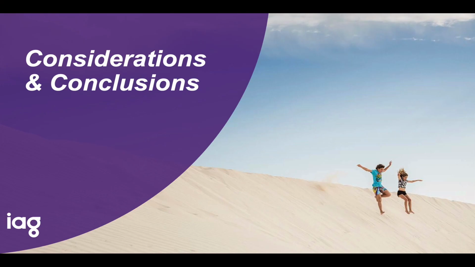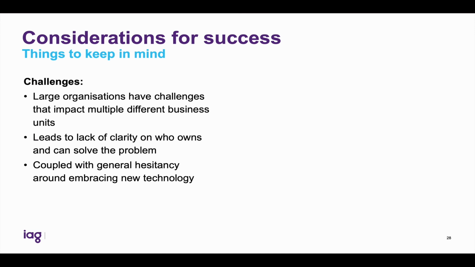And so what are the things that we learned while we did this exercise? Considerations for success. These are the things that we learned as we went through this process. Large organizations have challenges that impact multiple different business units. And that really leads to lack of clarity on who owns and can solve the problem, which is then also coupled with a general hesitancy about embracing new technology. You can think of large organizations typically have a lot of history and a lot of settled ways of doing things.